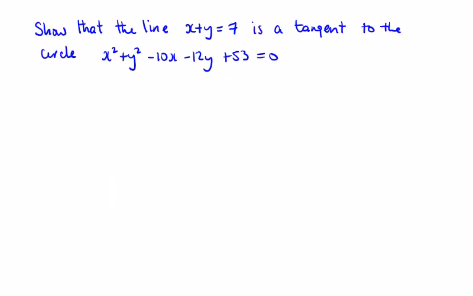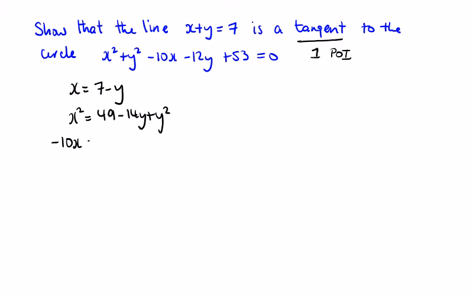So the third type of these questions is when it's a tangent, so 1 point of intersection. So b squared minus 4ac will have to be equal to 0. So x is equal to 7 minus y. If you want to do x squared on its own, you could write it down as 49 minus 7y twice plus y squared. Minus 10 times x is equal to minus 70 plus 10y.